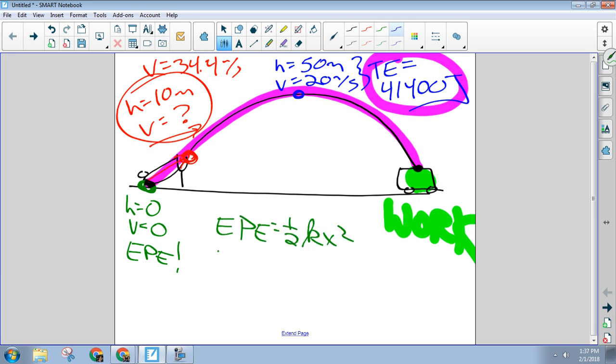So now I can just do this. I know my EPE is 41,000. I don't know K. Now, X. What are we going to use for X?